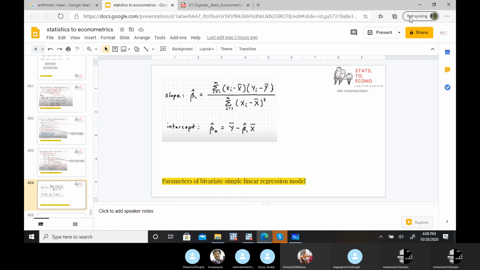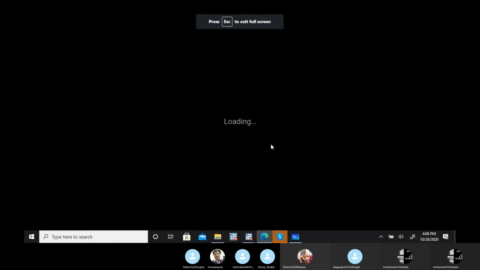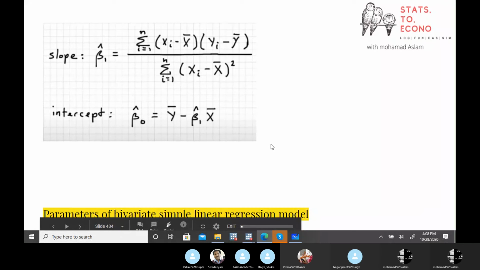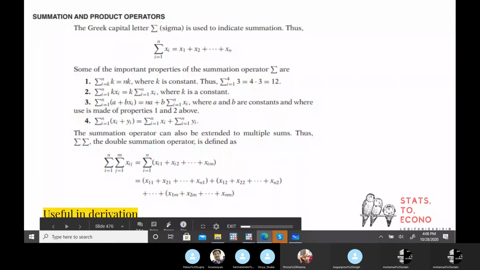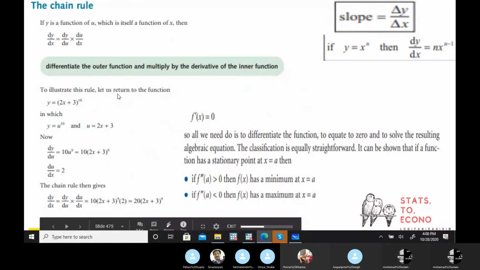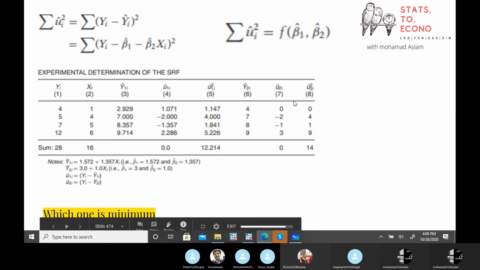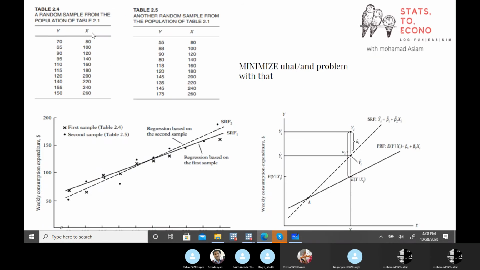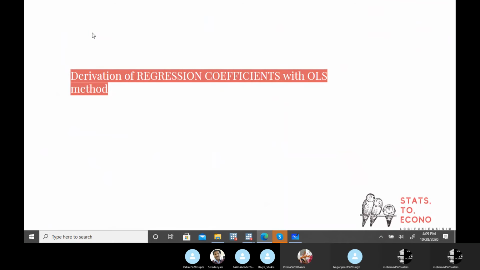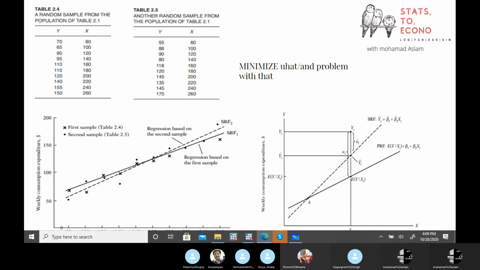Okay, anyone have any doubt in this derivation? So far in this derivation, we just used the summation property, the summation property of a constant and a constant with the variable, and from the mathematics only the chain rule and the minimum property, because we want the minimum value of this summation U hat square. So anyone of you have any doubt? This is how we derive regression coefficients with the OLS method.